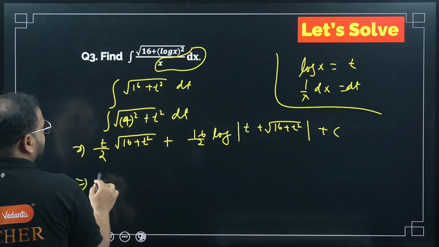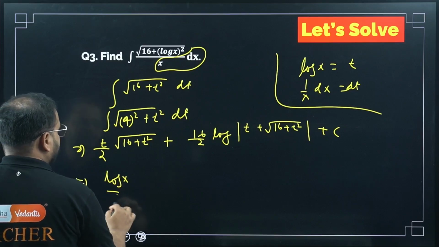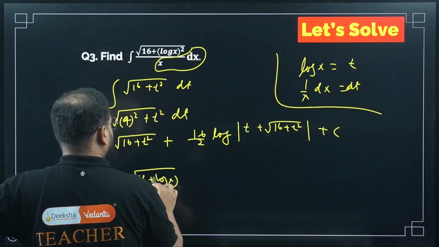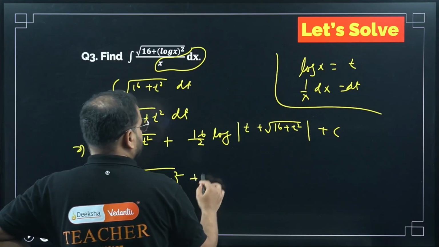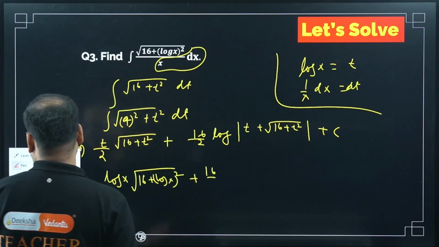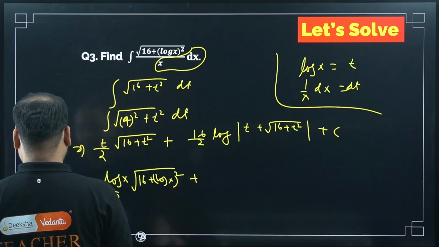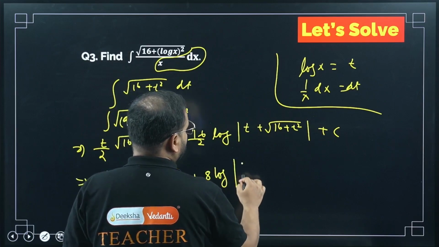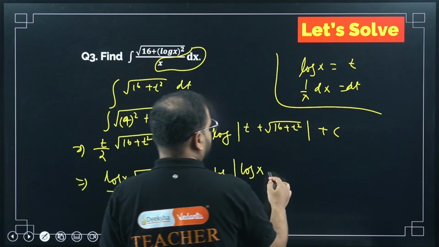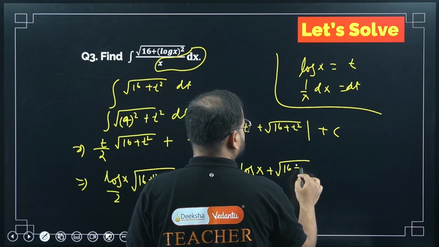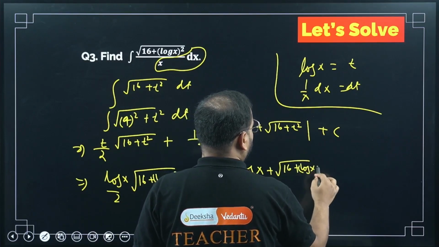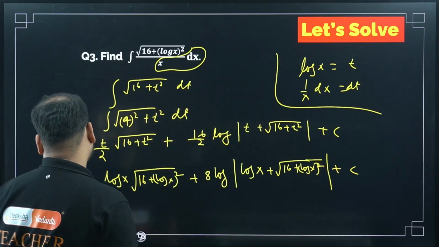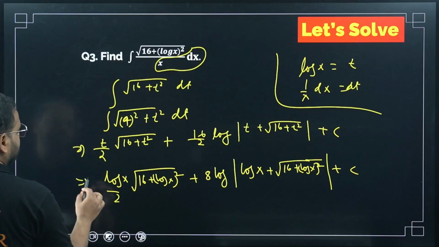My final answer is, t is how much? Log x by 2, the same thing will remain here, 16 plus log x the whole square, plus 16 by 2, which is simply 8, log of log x plus root of 16 plus log x the whole square, plus c. This is our final answer.